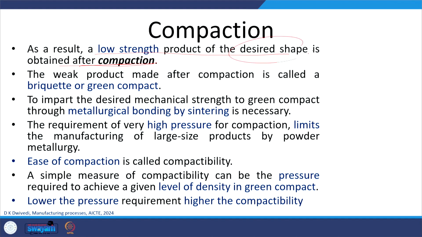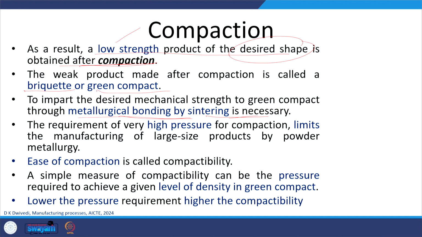The semi-processed product obtained after the compaction is of low strength. The weak product made after the compaction is called a briquette or green compact. To impart the desired strength to the green compact through metallurgical bonding, sintering is extremely important. That is the next step.